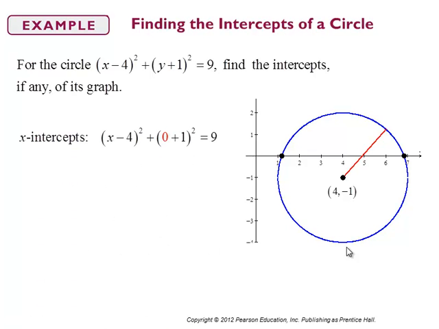Okay, so now let's talk about intercepts. Remember what intercepts were? Intercepts are the locations where your graph crosses the x-axis and the y-axis. Same concept applies here. If you want to find the x-intercept, then you set y equal to 0, which we're doing for this equation here. Same equation. Plug 0 in for y. So you have x minus 4 squared plus 1 squared, which is 1, equals 9.